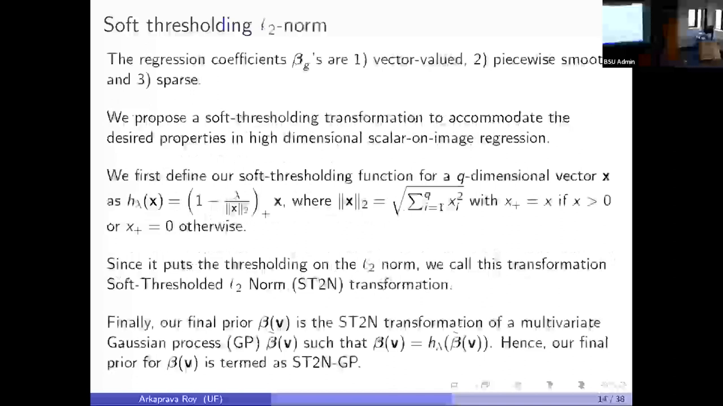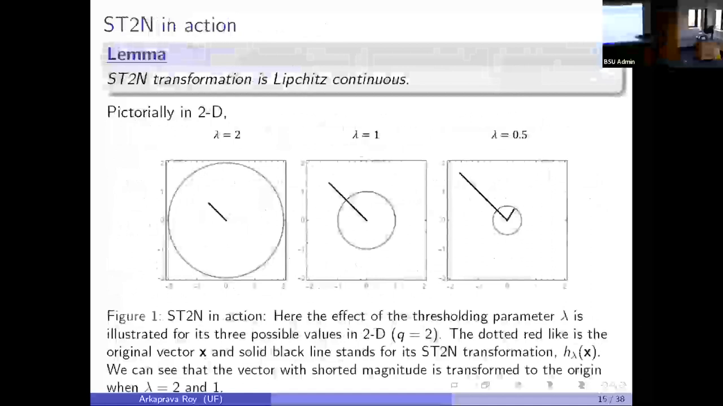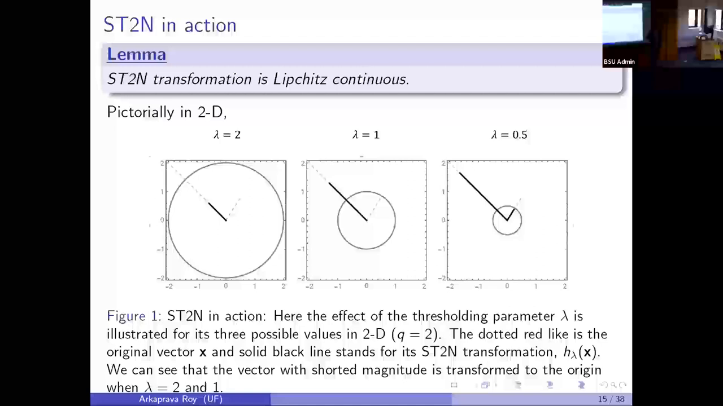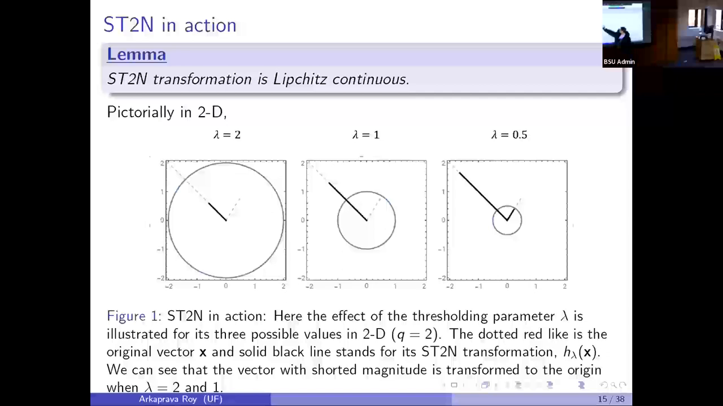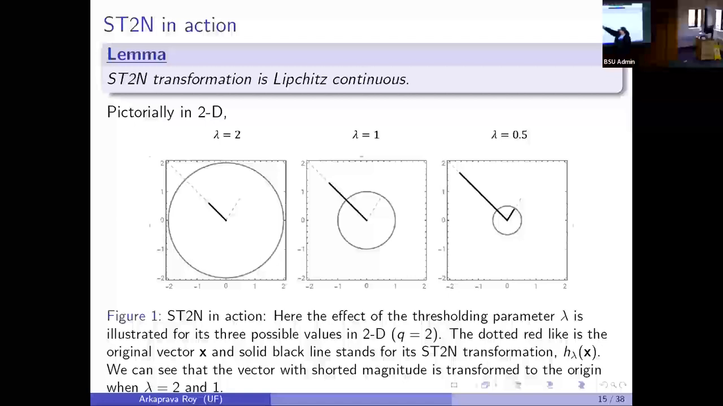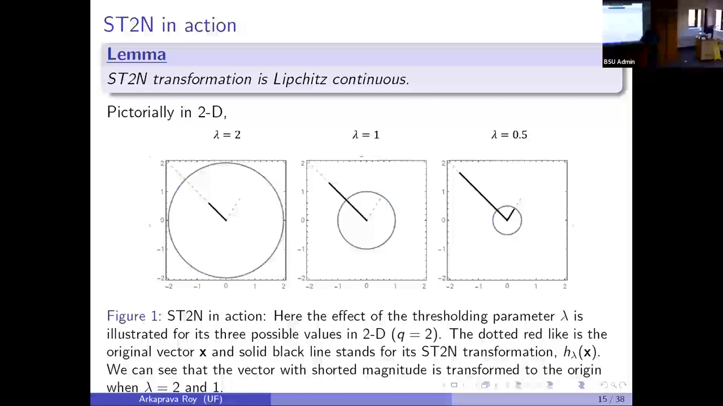So this is our soft thresholding function. Essentially what it does is, you have a vector X. Now, if the norm of that vector is less than a certain value, I'll make that vector zero altogether. So pictorially, if we have two components, like Q is two, and the thresholding parameter lambda is two, then if we have two vectors, the red ones are the original vectors. Now, since this vector is inside the circle, it will be transferred back to zero by this soft thresholding operation. But if the vector is outside of this circle right here, then the direction of the vector remains the same, but the magnitude of the vector will actually shrink. So it essentially shrinks the norm of that vector. And if the norm is less than lambda, then the vector is completely shrunk to zero.